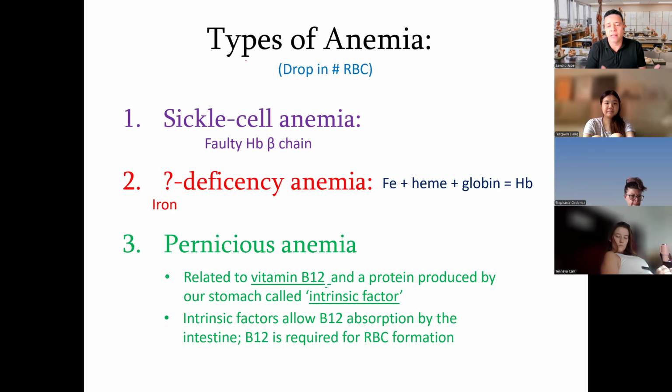Just like vitamin D and calcium, right? In order for calcium to be absorbed by the cells, we need vitamin D. In order for vitamin B12 to be absorbed by the cells, we need intrinsic factor. And if you don't have enough, that's going to lead to a type of anemia called pernicious anemia.